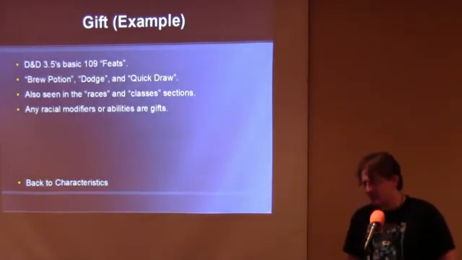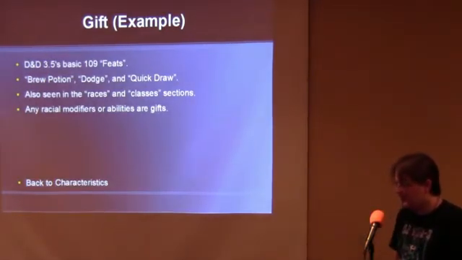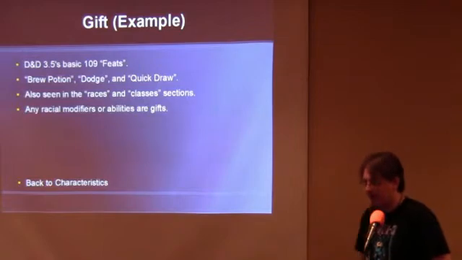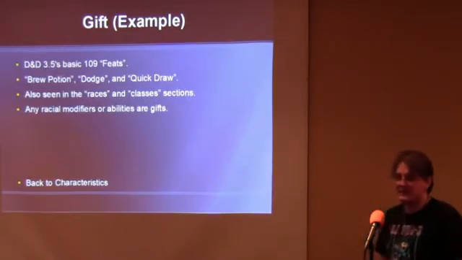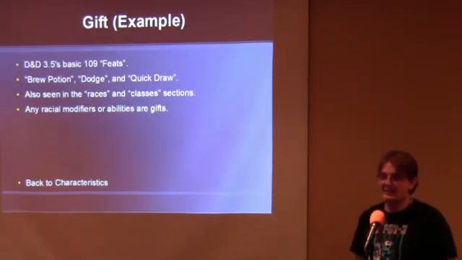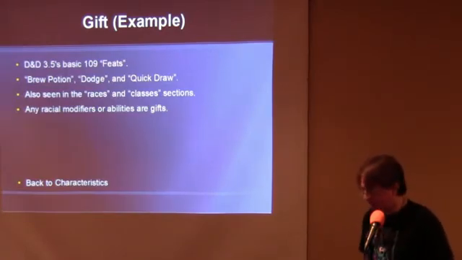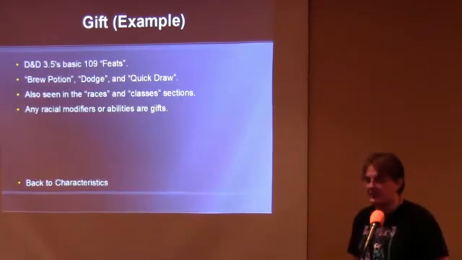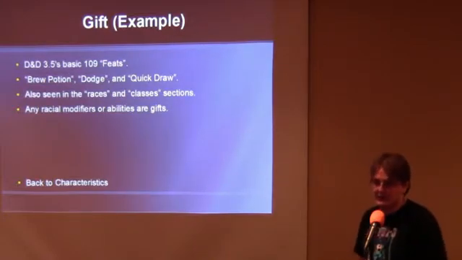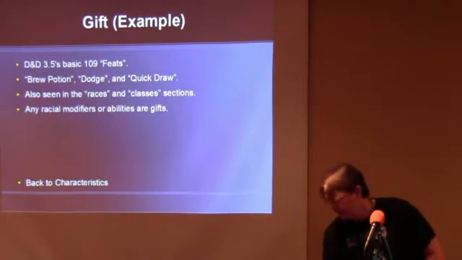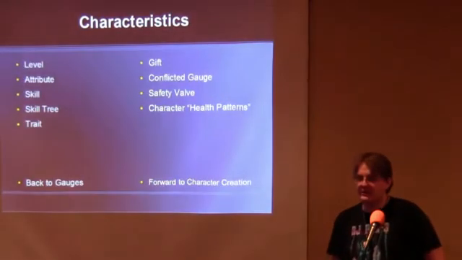It's also seen in the races and classes section. The ability modifiers granted by race would be an example of a gift. Granted, it's not specifically mentioned as a specific rule set aside. We'll get to that later, why that's a bad idea. It still does so. Any low light vision, any racial modifiers or abilities? Gnomes have a lot of those.